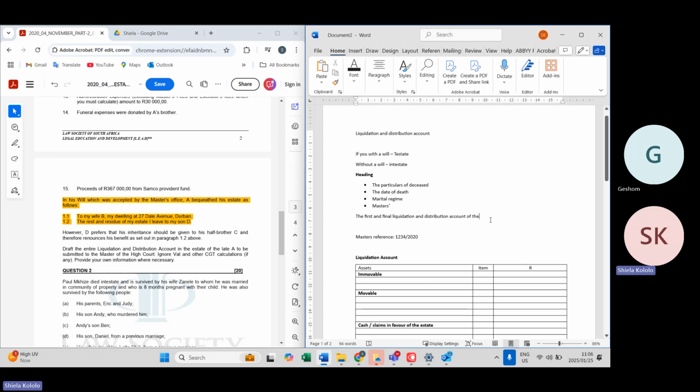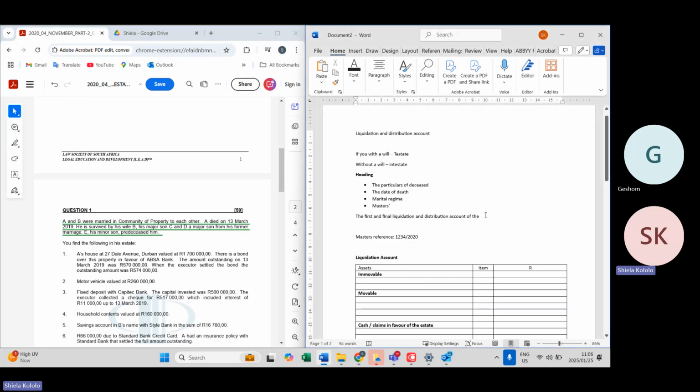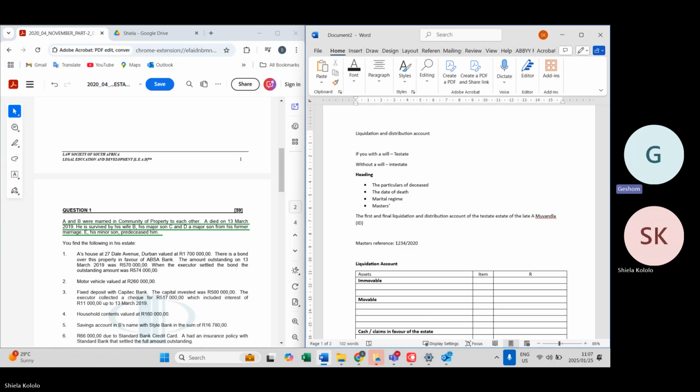Okay, now we've got enough facts for our heading. We are going to say the first and final liquidation and distribution account of the testate estate of the late A, because he died with a will. Then you can make a surname for A because you have to state their particulars. So you can say A Mavundla, then brackets, you put his ID number, you write it out, who died on.